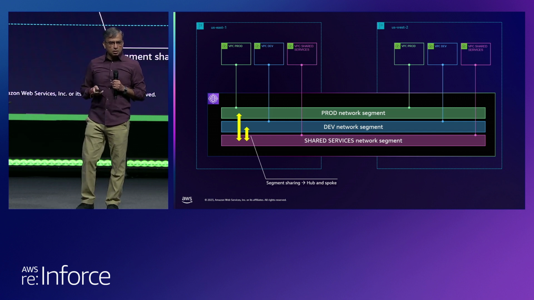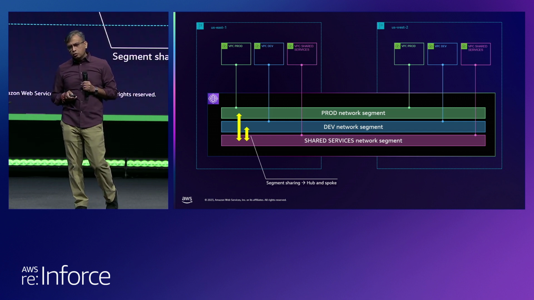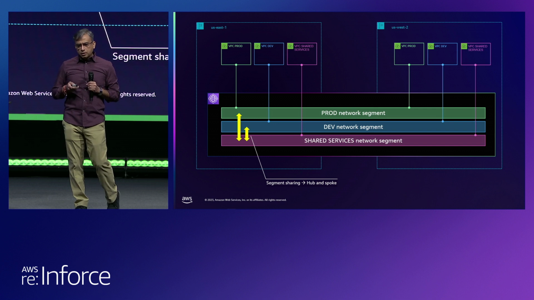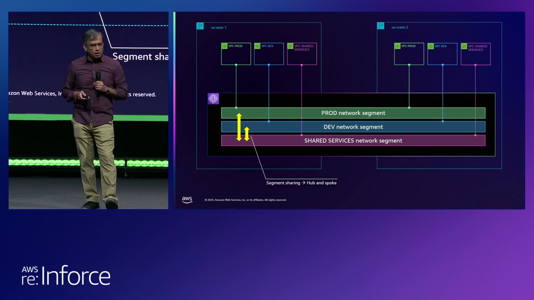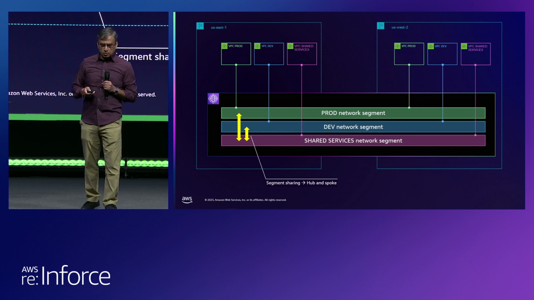Again, you define and configure this in your core network policy document. So here what we do is we share the shared service segment with the production segment and the development segment. And what it does is basically it advertises the routes between the segments.